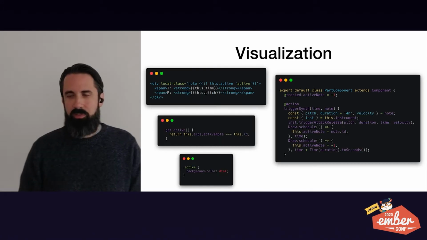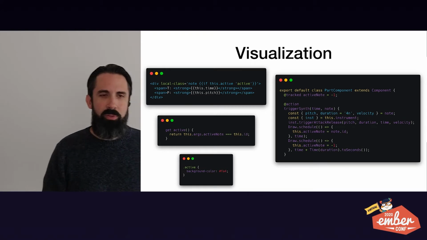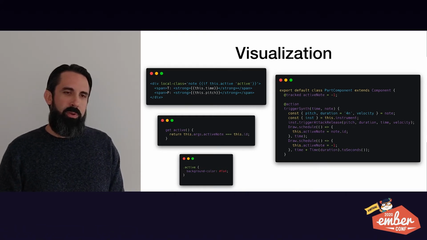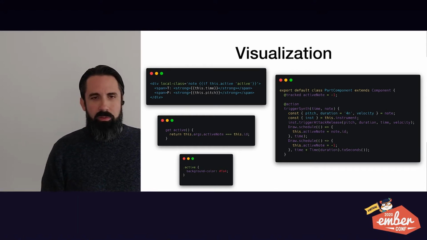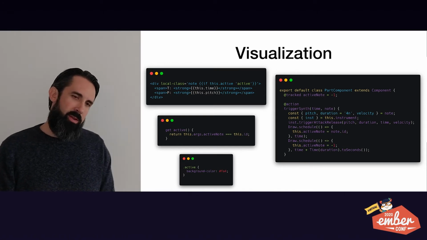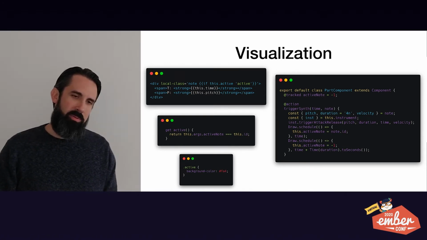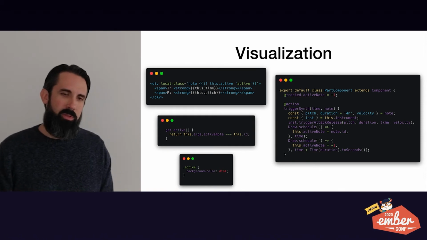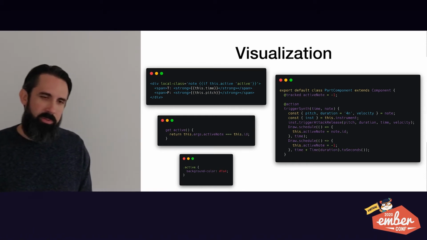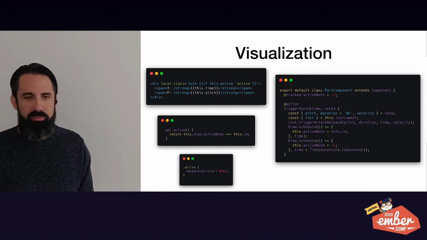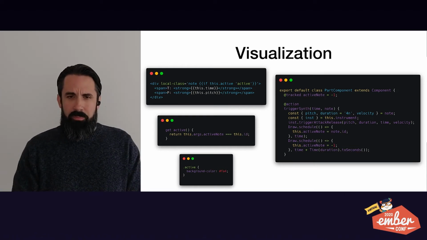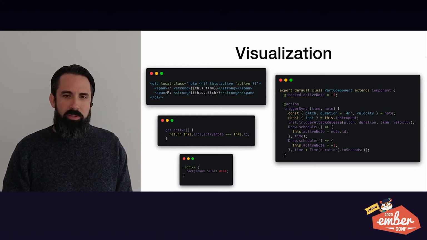So let's talk about visualization for a minute. If we look at the template for the note component, you can see we have this active class, and we have a getter. This is in the backing class, where we compare the active note argument to the ID of the note. And active sets a background color. It's that orangey color you can see when they light up. And so let's see how this actually works.